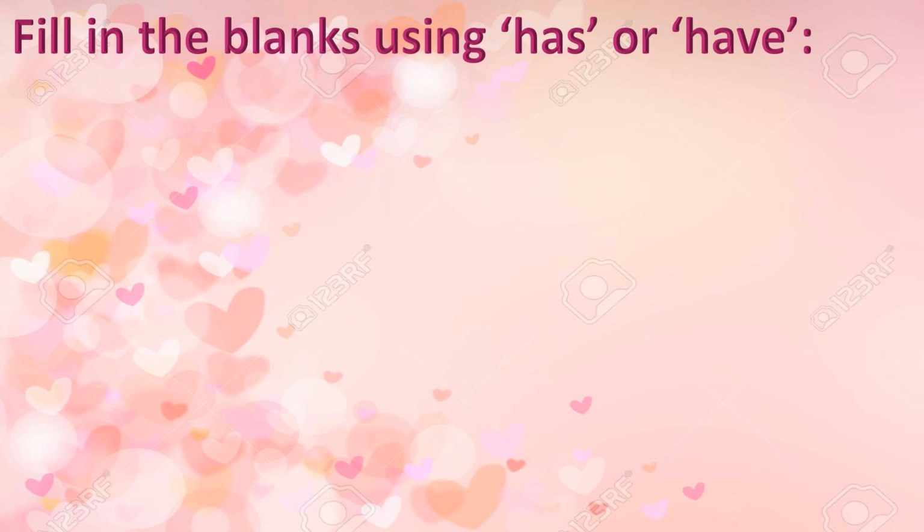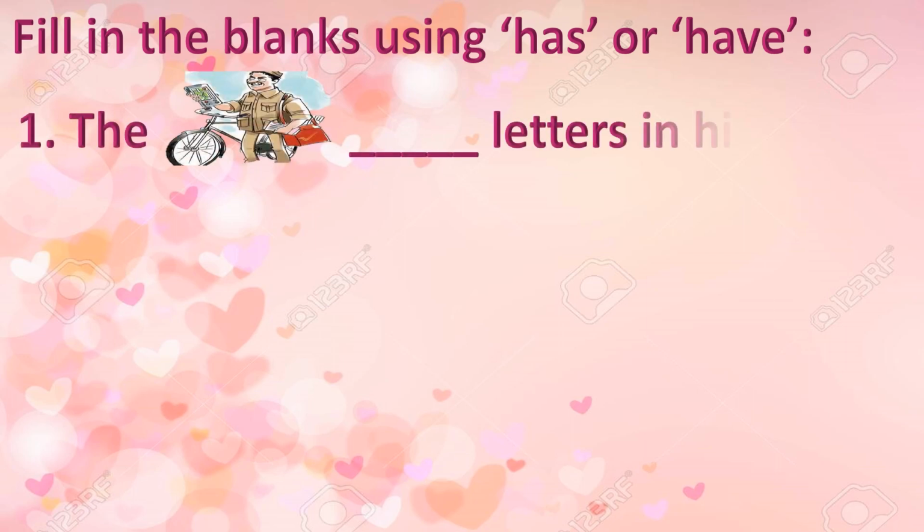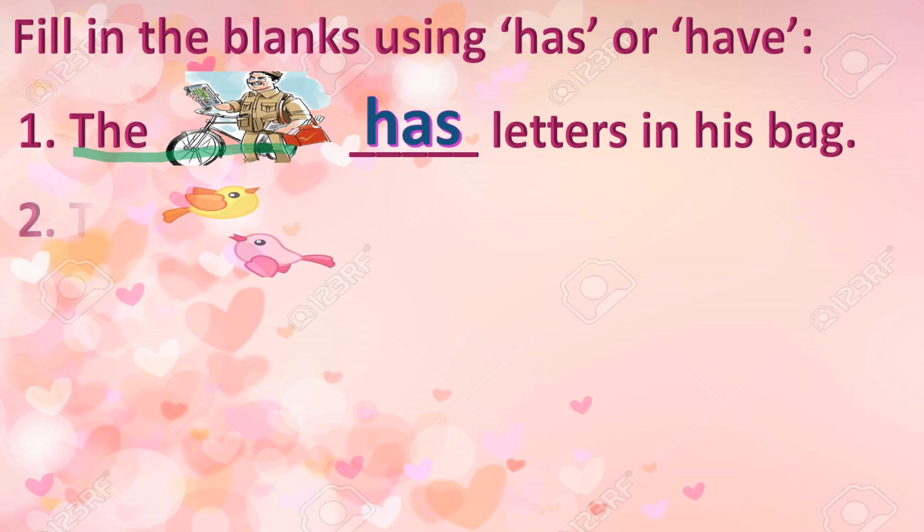So let's discuss fill in the blanks using has or have, as you have already done has or have in detail. So our first example is: the postman dash letters in his bag. Now children, the postman is your subject and postman is a singular noun. So with a singular noun we use the helping verb has. Here has is showing you the possession.